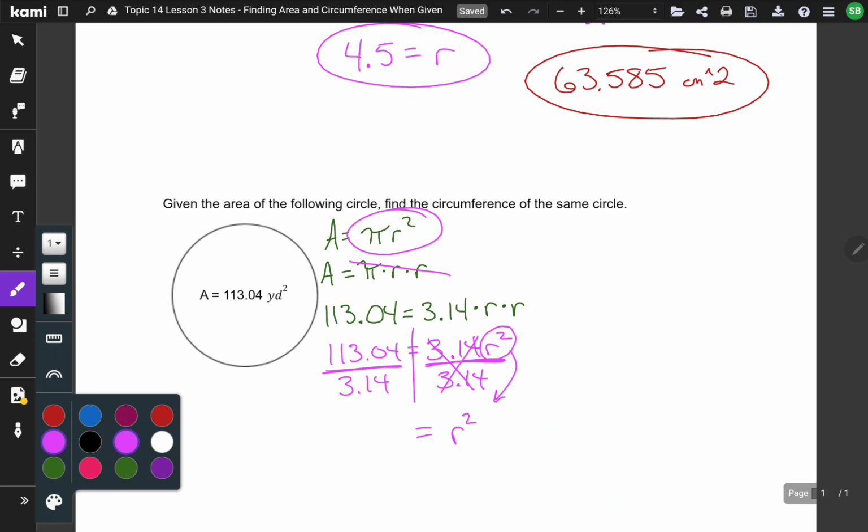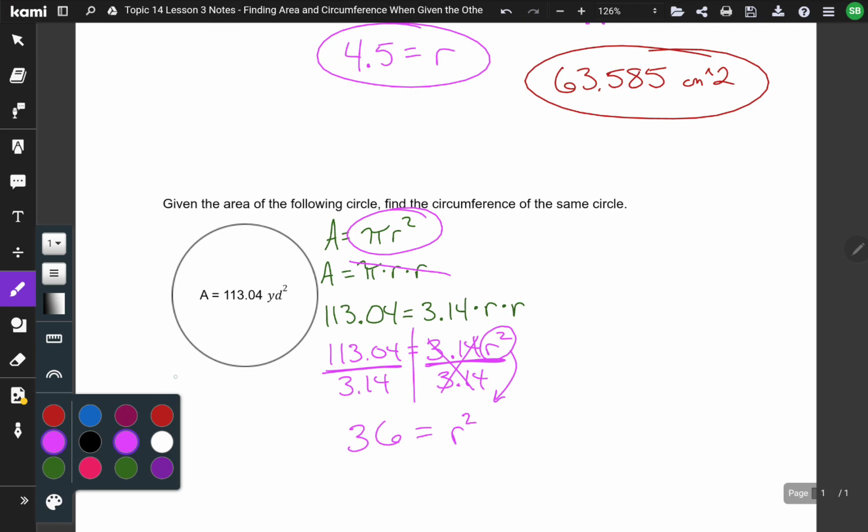113.04 divided by 3.14, which gave me 36. Now from here, this is the step that you probably just don't know. I need to get r by itself. It is actually not by itself yet.